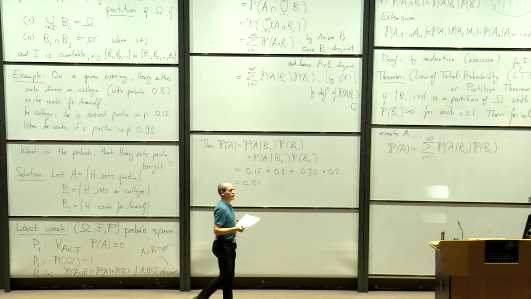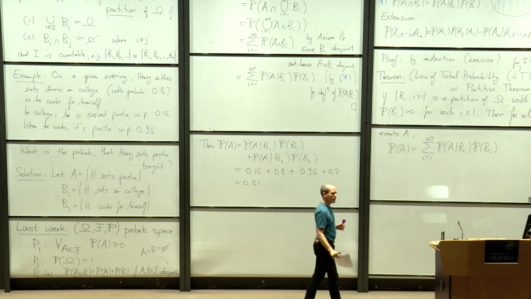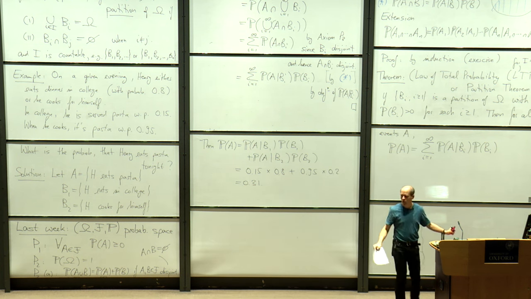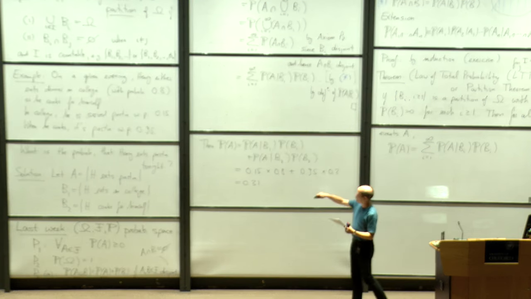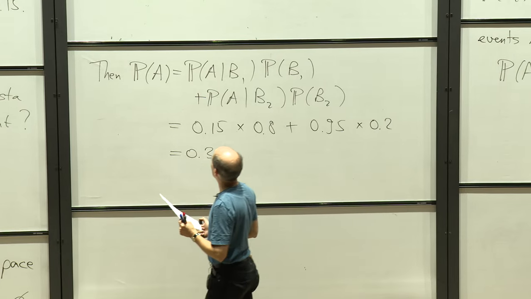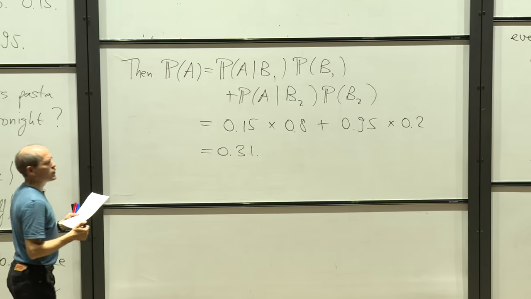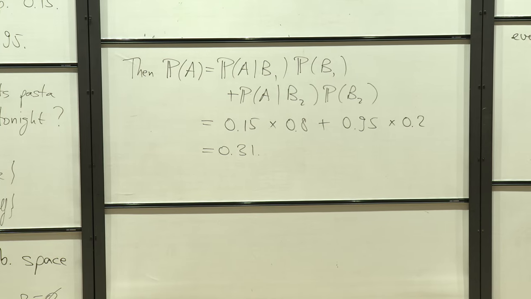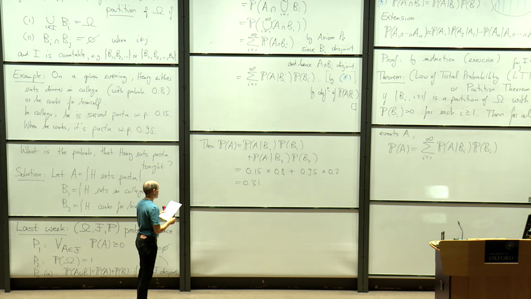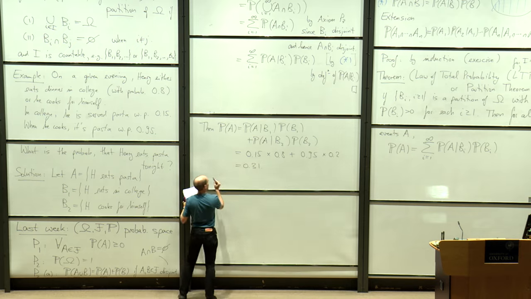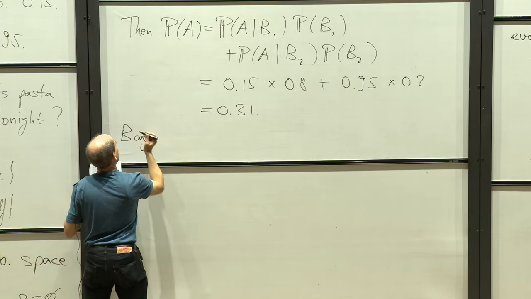So one can often, with conditional probabilities, turn things around and ask, well, in this context, given that Henry eats pasta, what's the probability that he cooked for himself? Right? The probability that B2 occurs given that A occurs. So that would be a question that we can also try to answer. But let me do that in general. So let me talk about what's called Bayes' theorem.